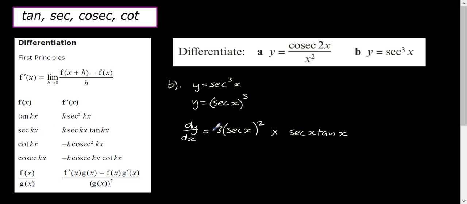Okay, there's no k value here, right? It's just 1x, so our k value is effectively 1. Let's do a bit of simplifying. We'll remember that sec x all squared is sec squared x. And if you multiply sec squared x by sec x, you get sec cubed x. So there we have our result just by using the chain rule.